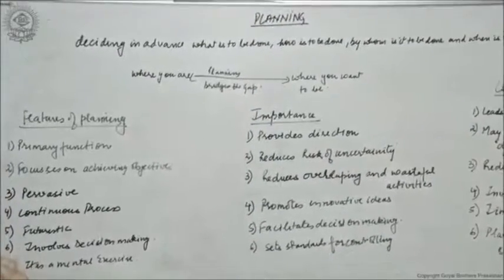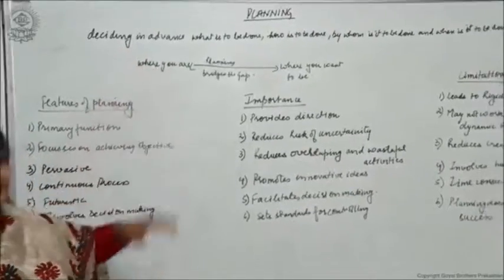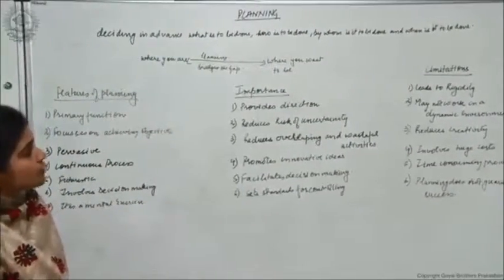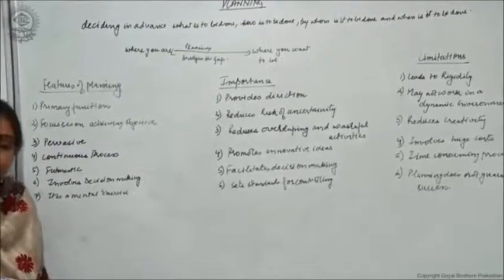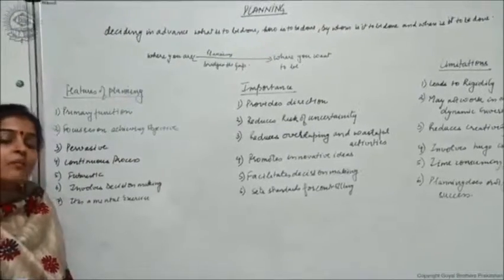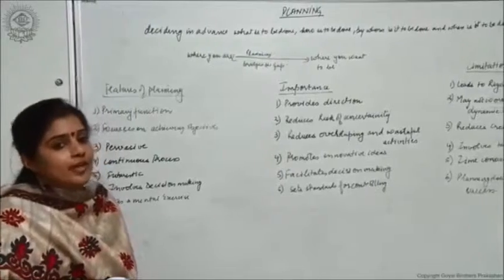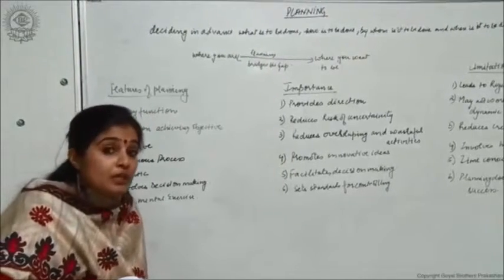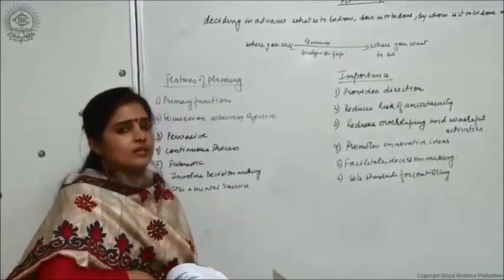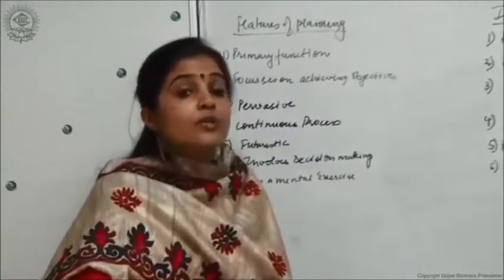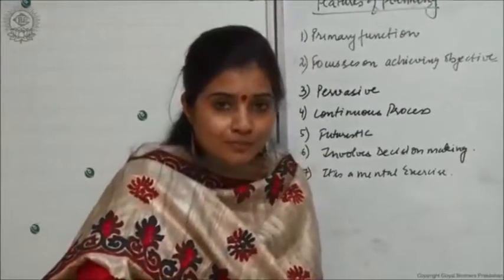What is planning? For a layman, what is planning? Planning is deciding in advance what is to be done, how is it to be done, by whom is it to be done, and when is it to be done. Basically, planning is nothing else but deciding onto the future course of action. We take a peep into the future, and we decide in advance how we are going to deal with the situations that we are going to be faced with in the future.